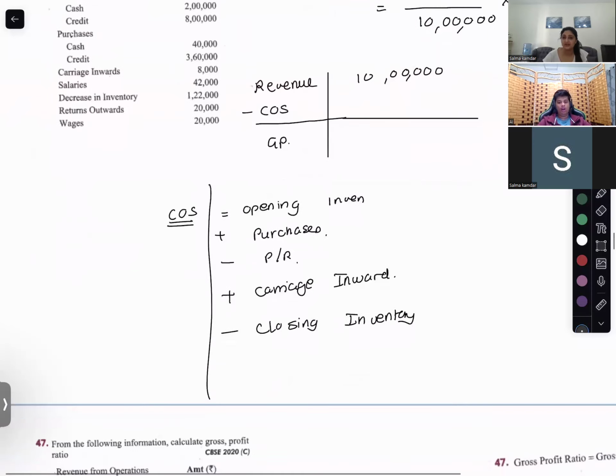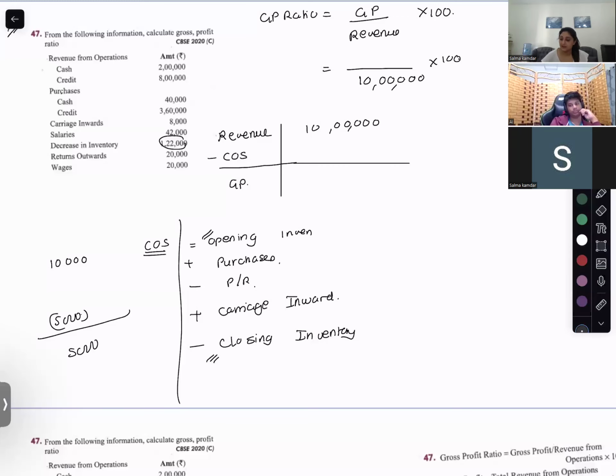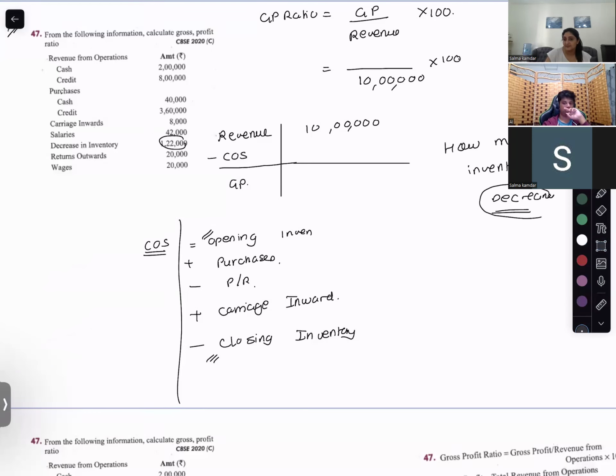Can you please repeat it for me? I have not been given the opening and closing inventory, but I have been given how much the inventory has decreased. When they tell you how much inventory has decreased, that means that inventory is sold, right? Yes. If that inventory is sold, that means it is a part of cost of goods sold.